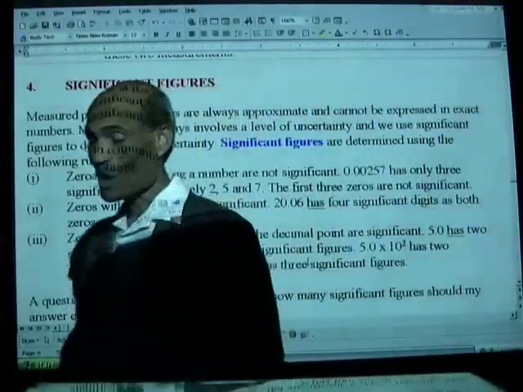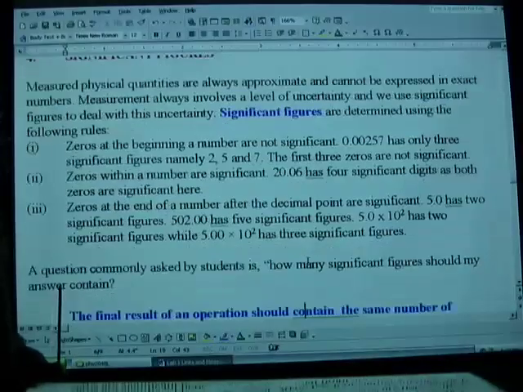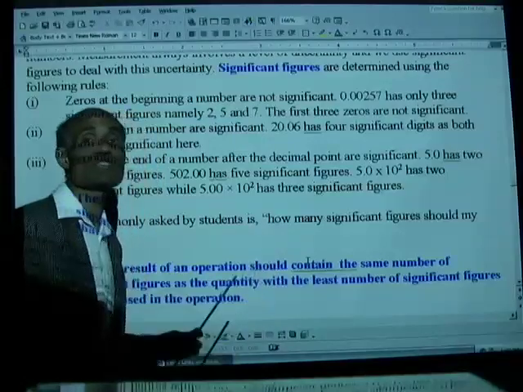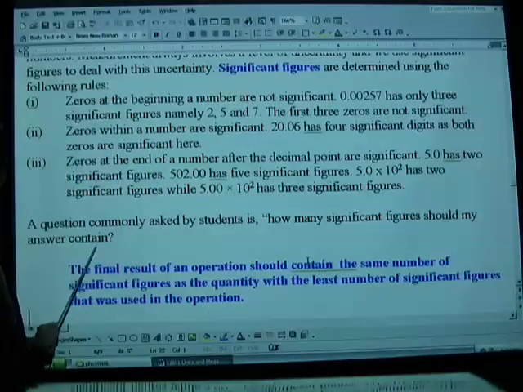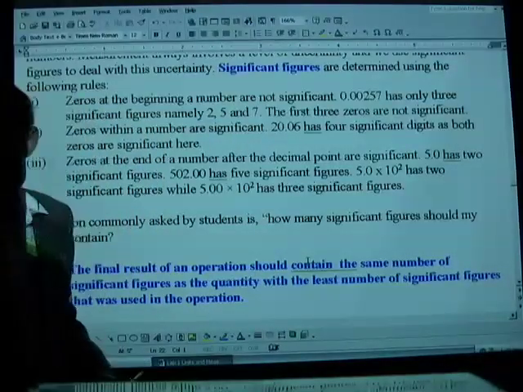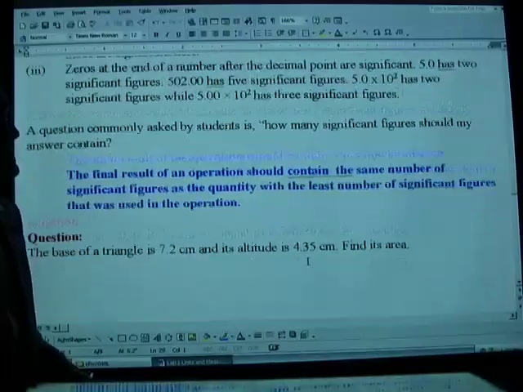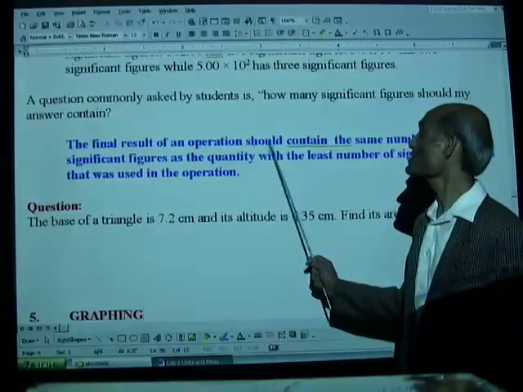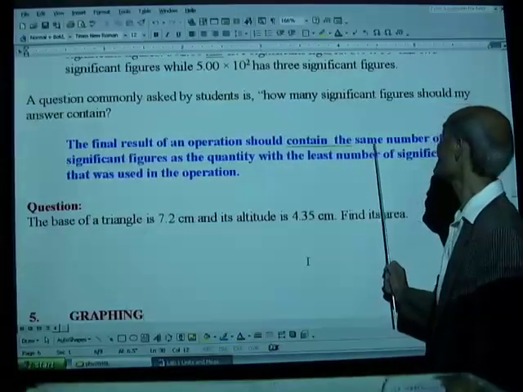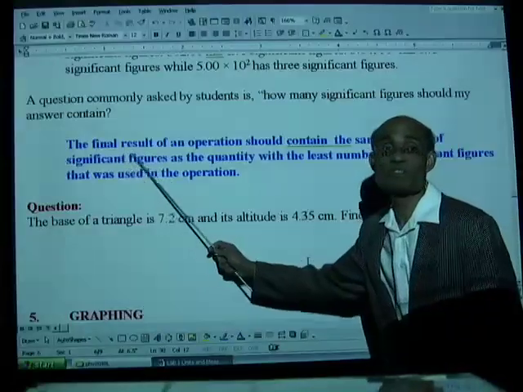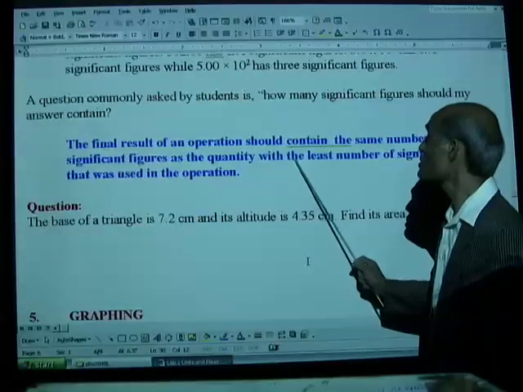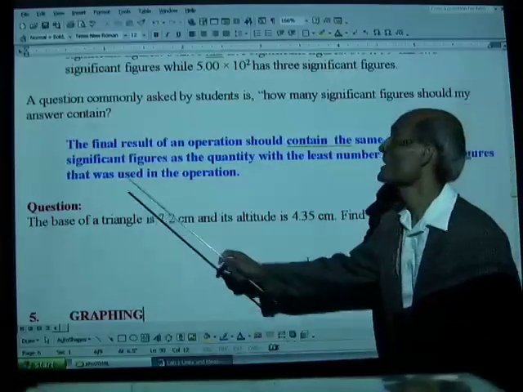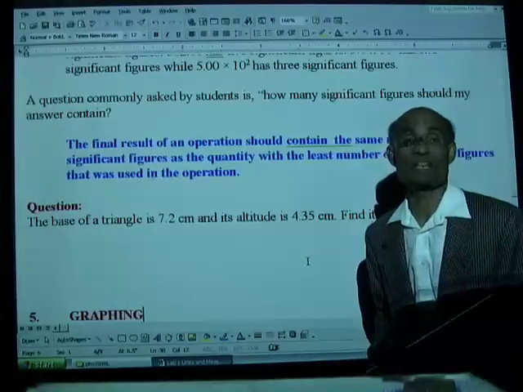And now, a common question very often students ask is, how many significant figures should my answer contain? What is the answer for that? And look at the answer. The final result of an operation should contain the same number of significant figures as the quantity with the least number of significant figures that was used in the operation.